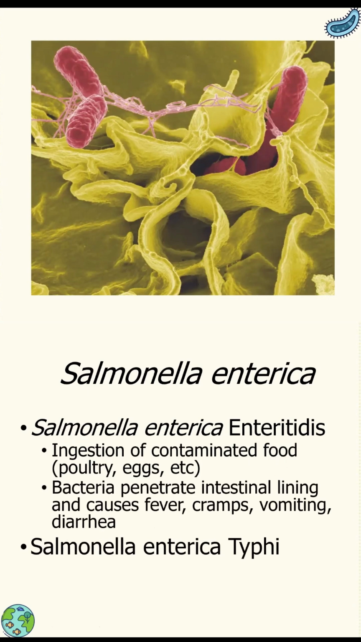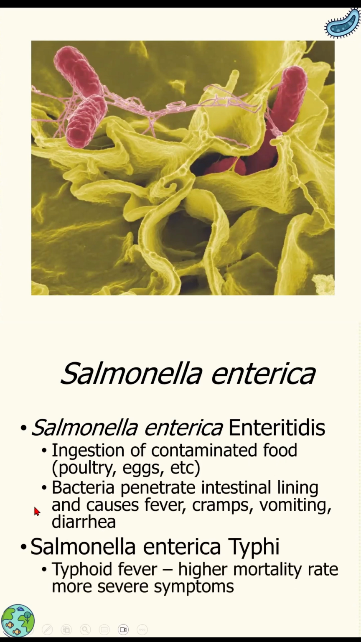Then there's Salmonella enterica typhi, which is going to be causing typhoid fever, which essentially has the same symptoms as enterica. So fever, cramps, vomiting, diarrhea, except the symptoms are just much, much more severe, and you have a higher mortality rate. Typically with just regular salmonella infections, they're going to eventually go away. Not that many people get hospitalized, but with typhi, which is typhoid fever, then we're going to have extremely severe symptoms, and the mortality rate is pretty high, around 10%.